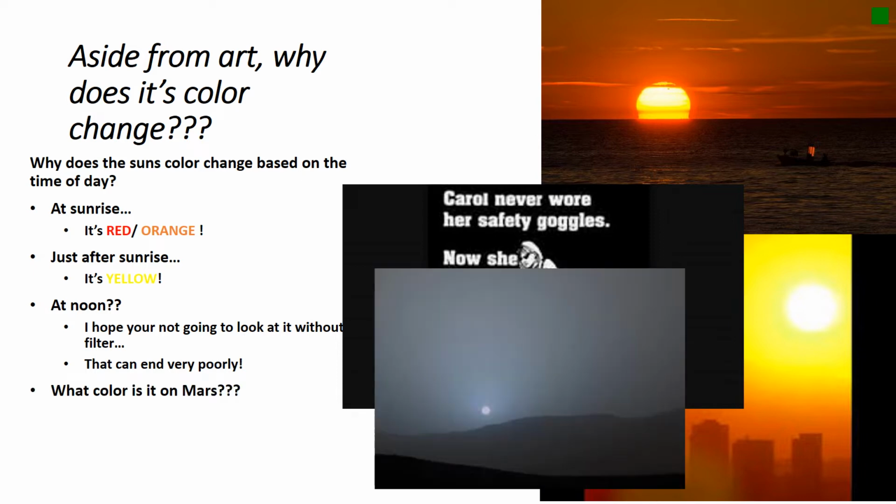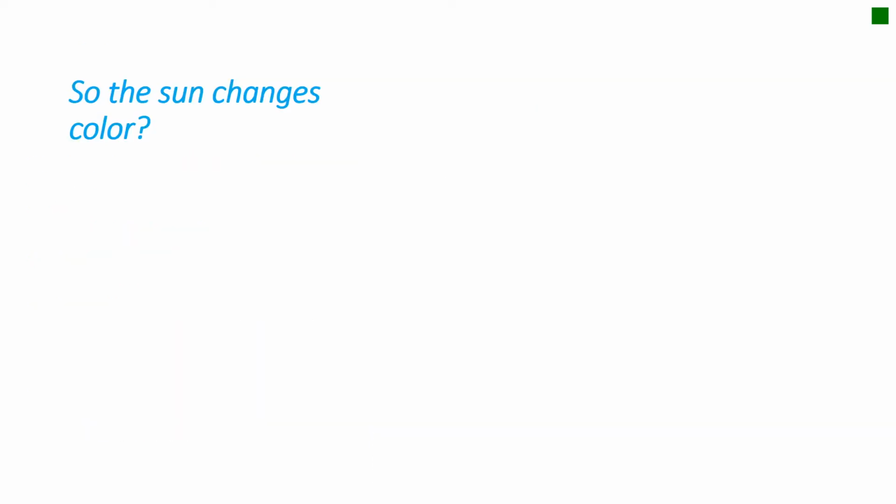What color is the sun on Mars? Same star, same object in our solar system, but when all of our rovers on that planet turn back and look at the sunrise on Mars, it's blue. So what's happening? Does the sun just decide to change color, or is it different for every observer?